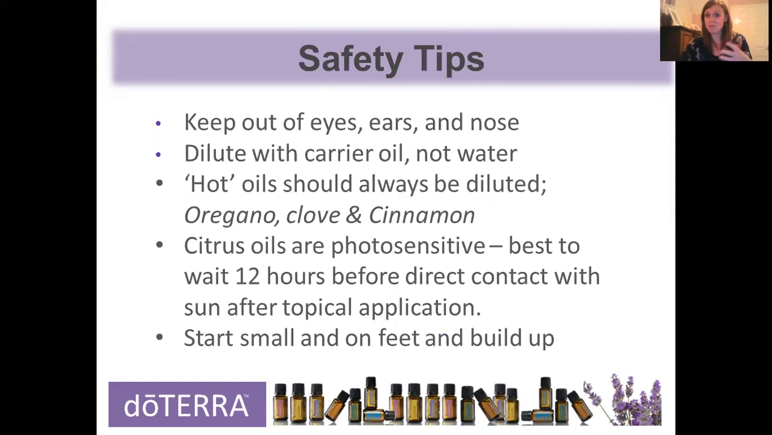So just tell people that, especially if you are giving them oregano, which is known as a hot oil, because it feels hot on the skin. It's not actually going to do any real permanent damage, but it will feel hot, and it will feel like it's burning if it's on real sensitive skin. So just make people aware of that.